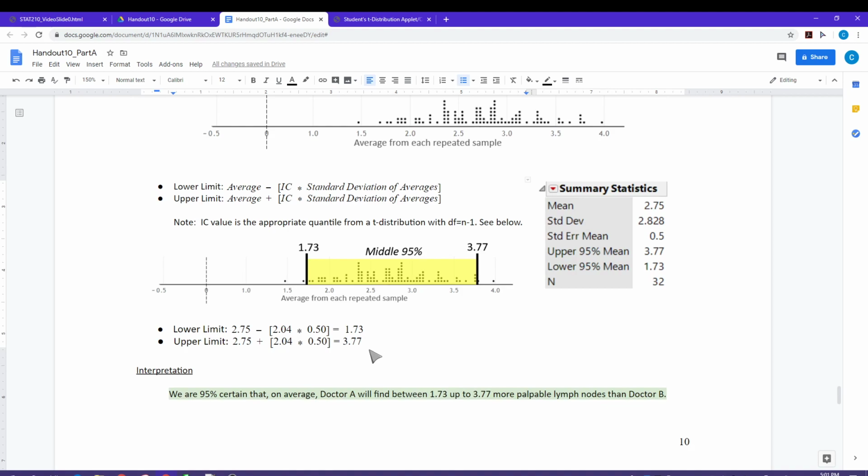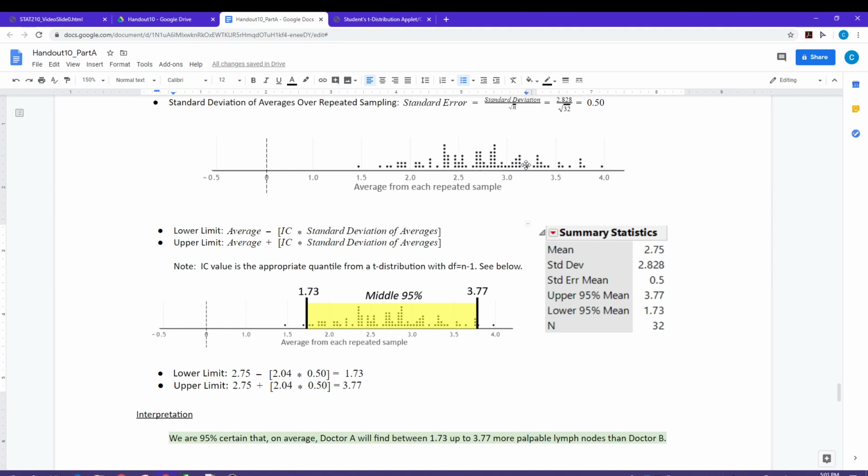So the calculations for our example here: 2.75 is my average. That's what we start with. We subtract the interval coefficient, which is 2.04, which I'll show you down below where we get that. And then the standard deviation is the standard error here of 0.50. Now this is not the standard deviation of the data. That would be 2.828. But this is the standard deviation in those repeated averages, which is that 2.828 divided by the square root of 32. That's how we got that standard error of the mean. So standard error of the mean is the same thing as the standard deviation of the averages.